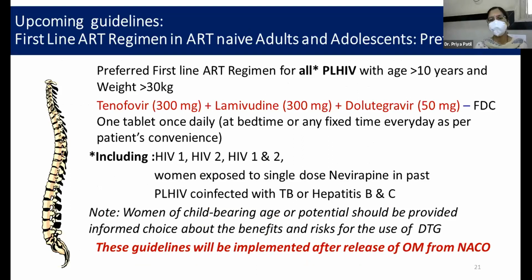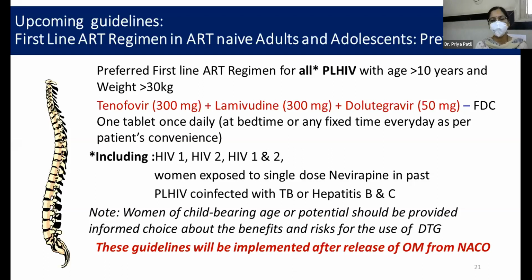So the preferred first line ART regimen for all PLHIV with age more than 10 years and weight more than 30 kg would be tenofovir 300 mg plus lamivudine 300 plus dolutegravir 50 mg in a single fixed dose combination. So there will be one tablet once daily. It can be taken at bedtime or any fixed time every day as per the patient's convenience.